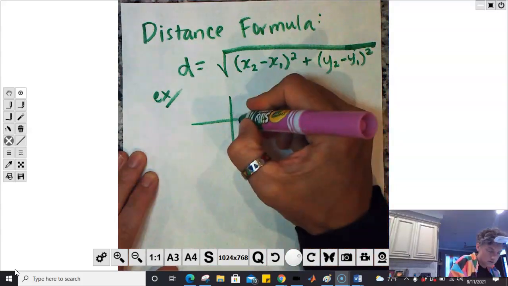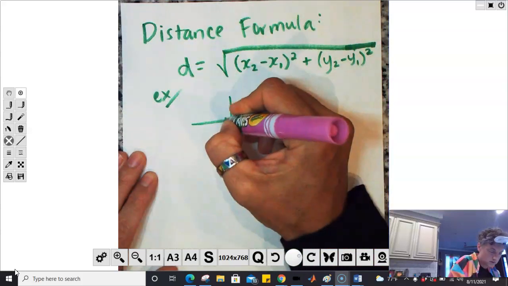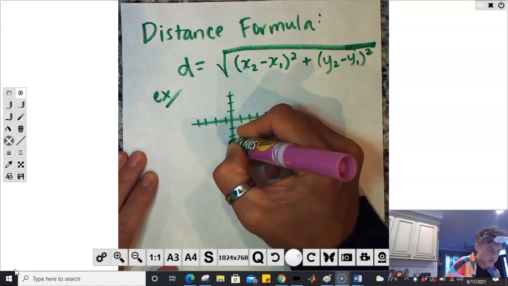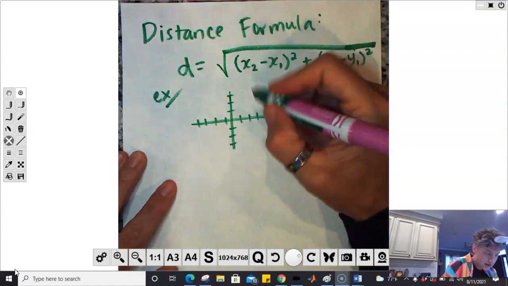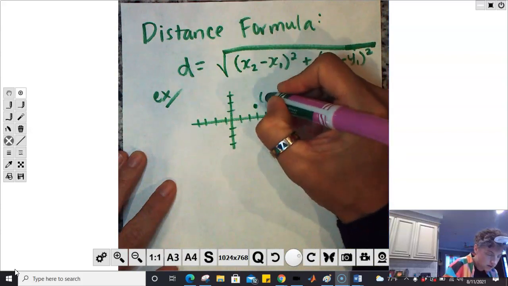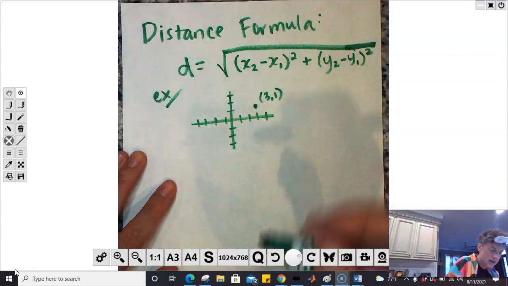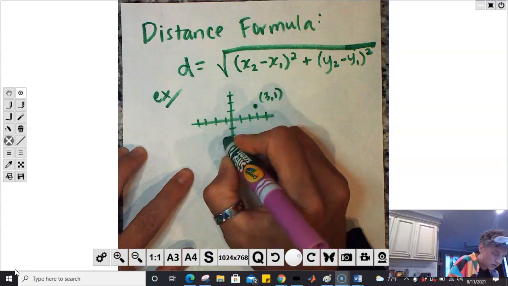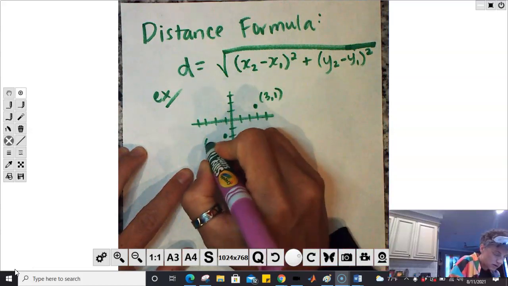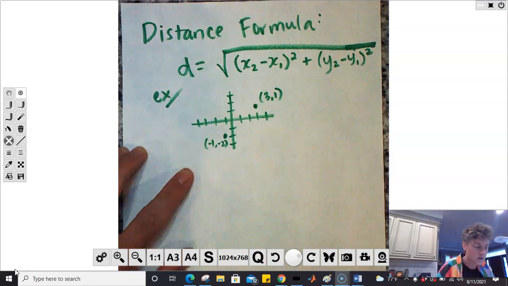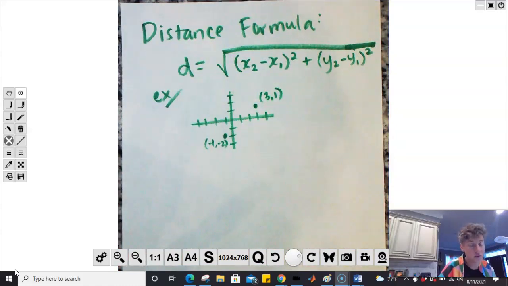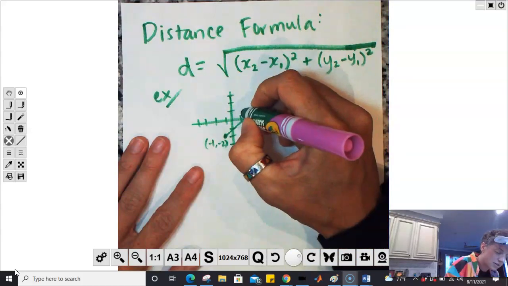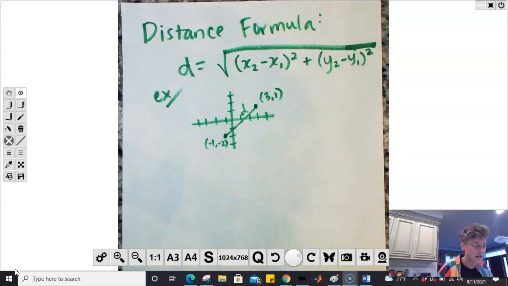Let's go 1, 2, 3, 4, 1, 2, 3, 4, 1, 2, 3, 1, 2, 3. Let's do a point at 3, 1. And let's do a point at -1, -2. And we're going to find the distance between those 2 points. So we're searching for how long that line segment is. How long is that D?